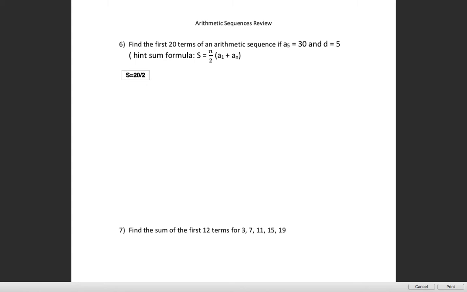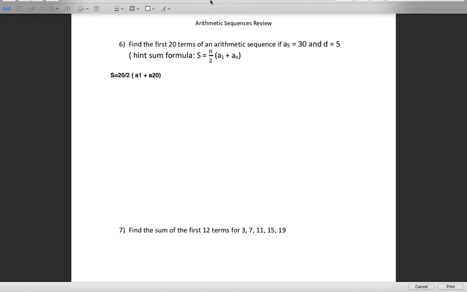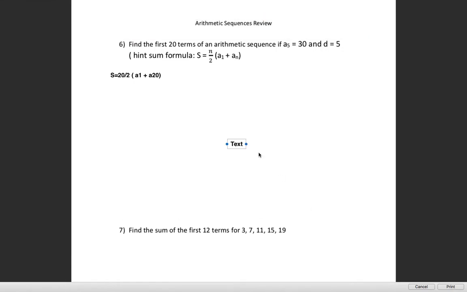Now the brackets is where it gets tricky. So plus a_n. Now we want a20. Remember, we need to figure out what the 20th term is. So we plugged in all the information we know, and now we have to figure out how to get a1 and how to get a20. We might as well use that nifty formula we always like using, which is a_n equals a1 plus d times (n minus 1).